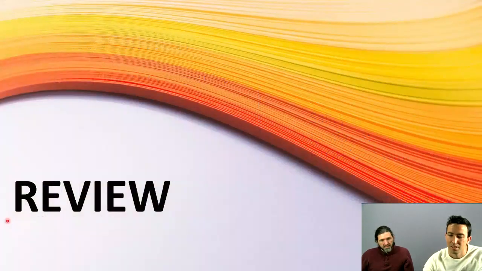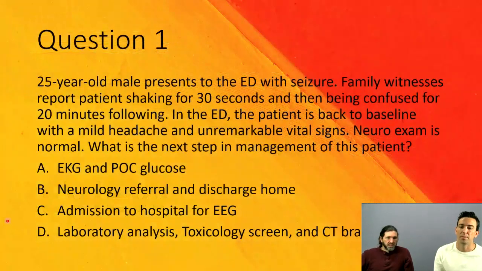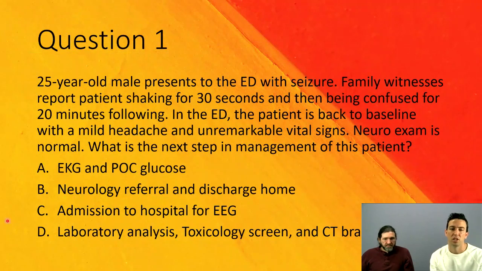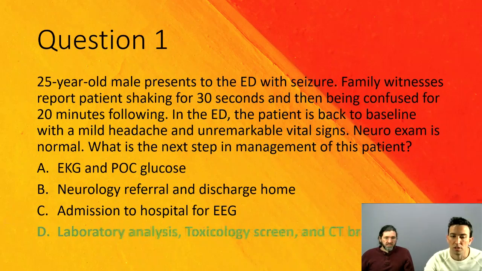Yeah, I agree. All right, a couple practice questions. A 25-year-old male presents to the emergency department with seizure. Family witnesses report the patient shaking for around 30 seconds, then being confused for about 20 minutes following. In the ED, the patient is back to baseline with a mild headache, unremarkable vital signs. Neuroexam is normal. What is the best next step in management? Going back to the initial one, this is an adult, first-time seizure: laboratory analysis, tox screen, CT brain, a full workup here.